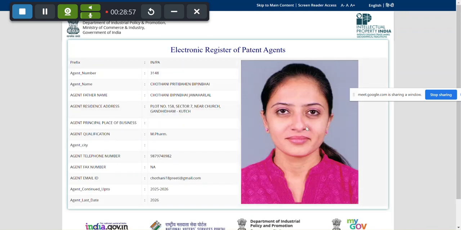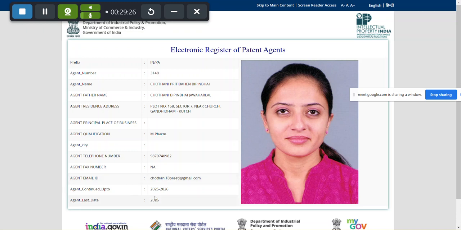So here is the photograph which you have uploaded, then your number, name, father's name, your address. If you are from a law firm, you can also give the address of your business, then your qualification. Agent cities they have not added over here, but if you write them into your form 22 or like that, they may add it here. Then your number, and if you have given your fax number, that is also here.